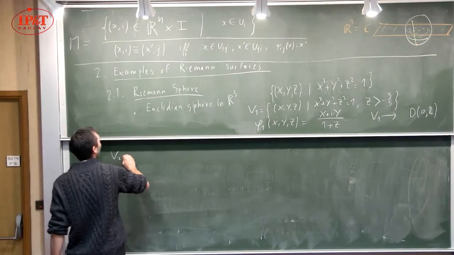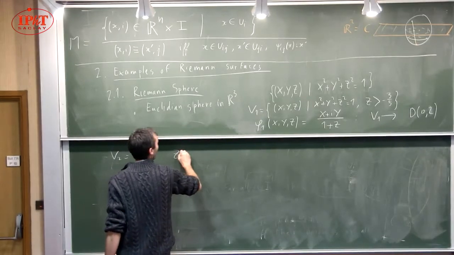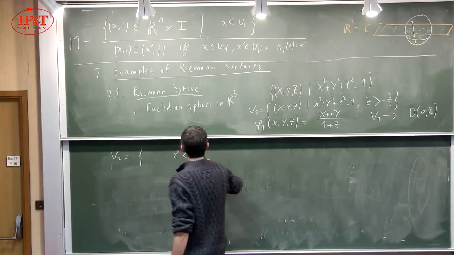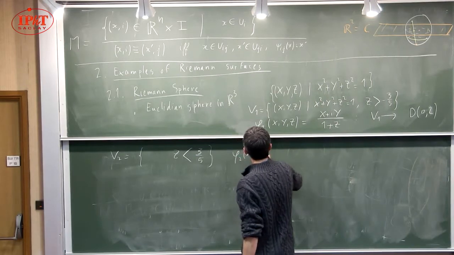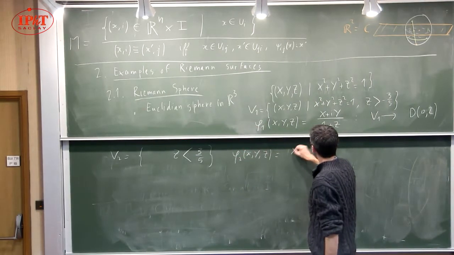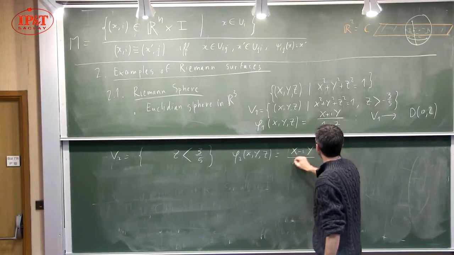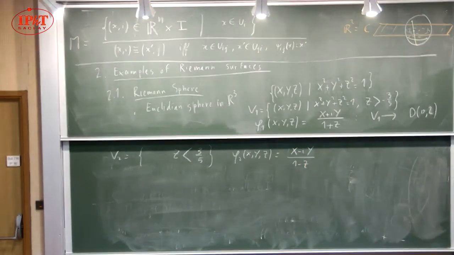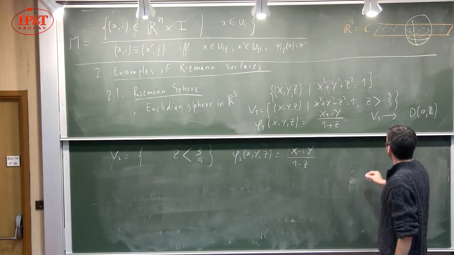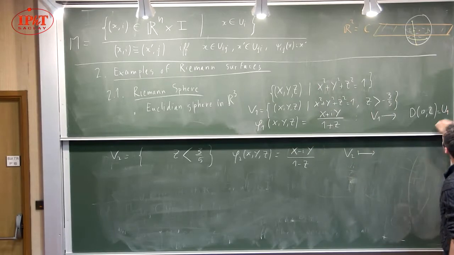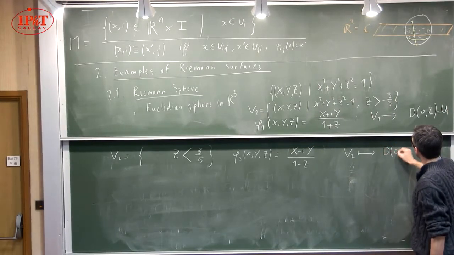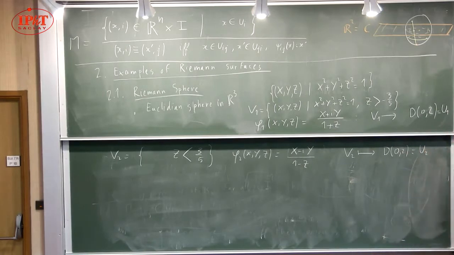So V2 will be the same thing with Z smaller than 3/5. And phi 2 of x, y, z will be x minus y I over 1 minus z. Let me check. Yes. And it maps V2 into, so this is what I will call U1, and again D02, which is U2. So both are mapped to the disk of radius 2.